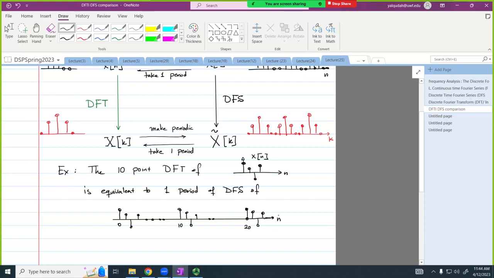This is n. The 10-point discrete Fourier transform of this signal is equivalent to one period of a signal that has a period equal to 10 that is repeated.